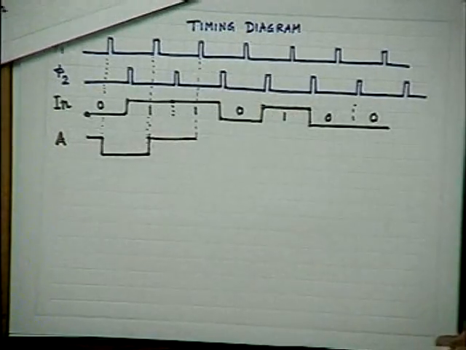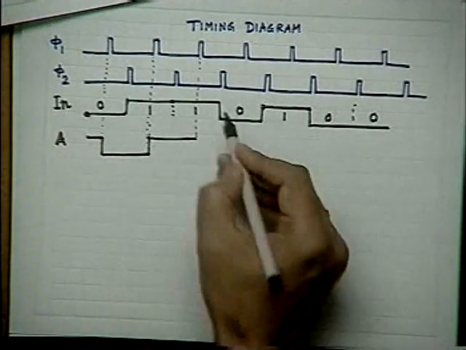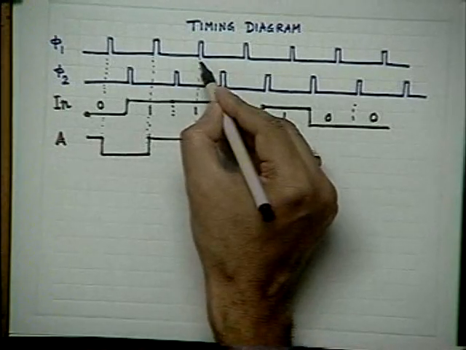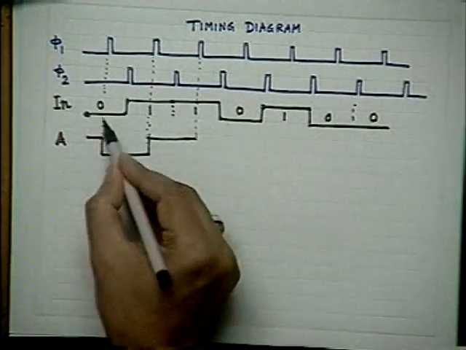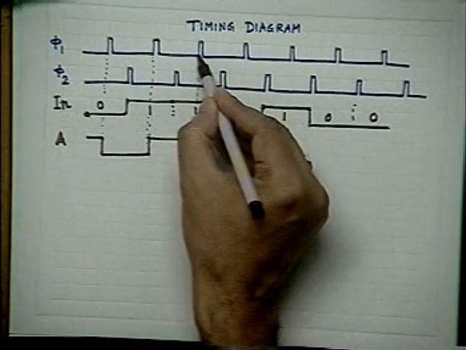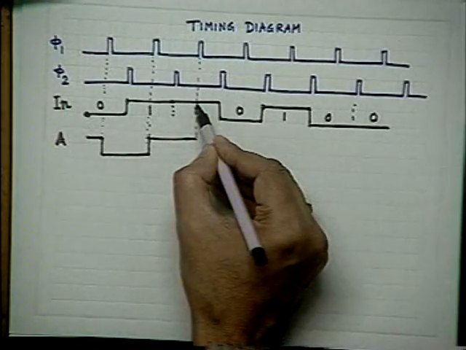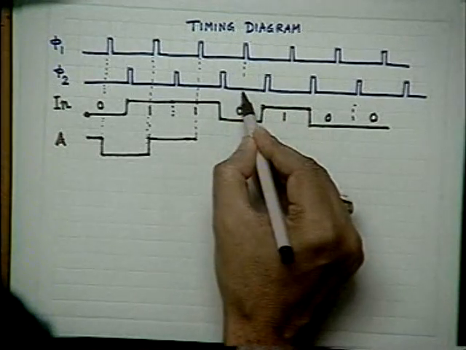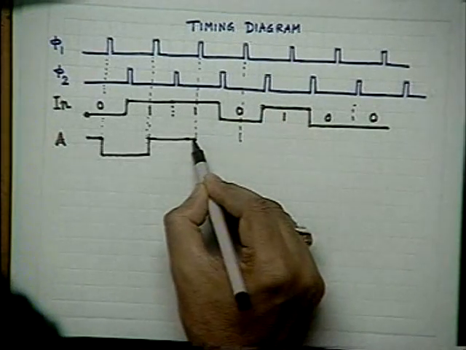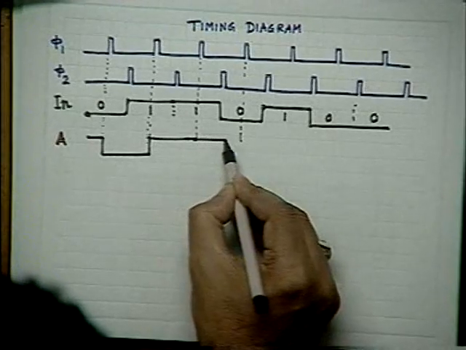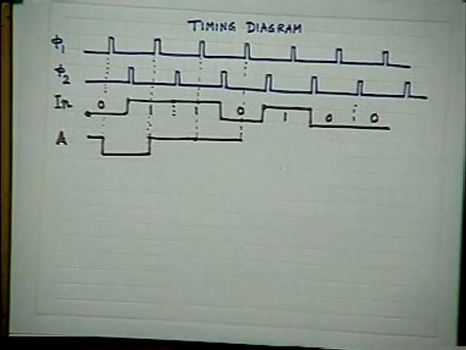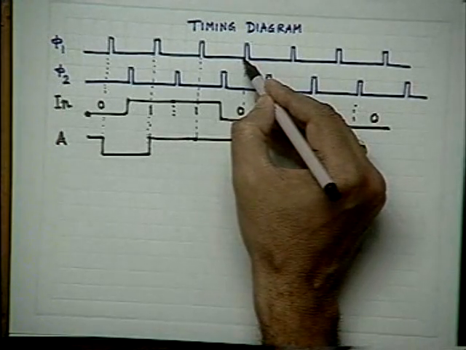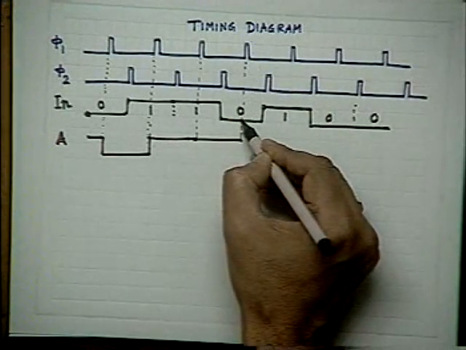I have to wait up to this time when another clocking transition is taking place, and then also input is high. At this instant also input is high. You see that our input sequence is such that at the next clocking transition for phi 1, input is high. Then in that case also the high state will be maintained, and it will retain here up to this time.